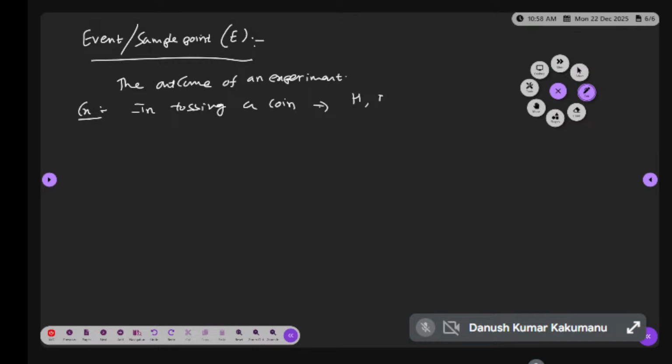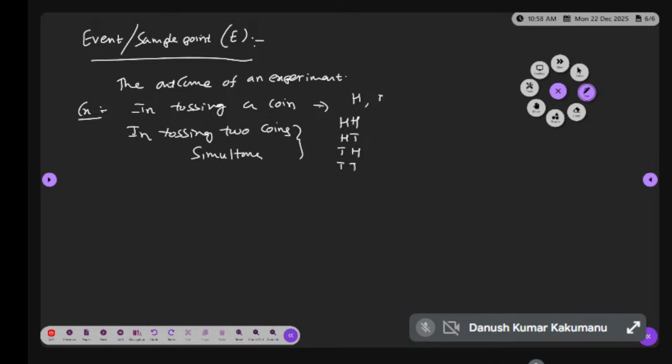Next, in tossing 2 coins simultaneously, what are the possible outcomes here? Head head, head tail, tail head, tail tail. Very good, everybody responded very well. Here, I am going to ask you some questions. Try to respond immediately. Quick answer, correct answer.